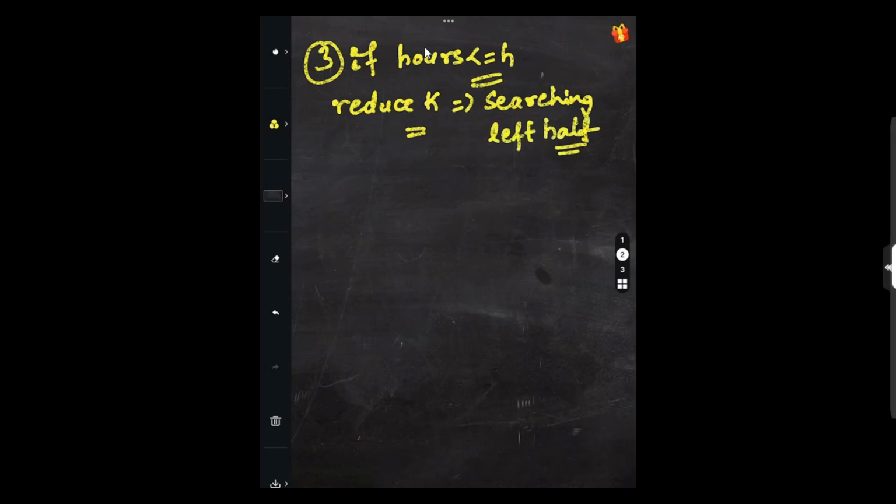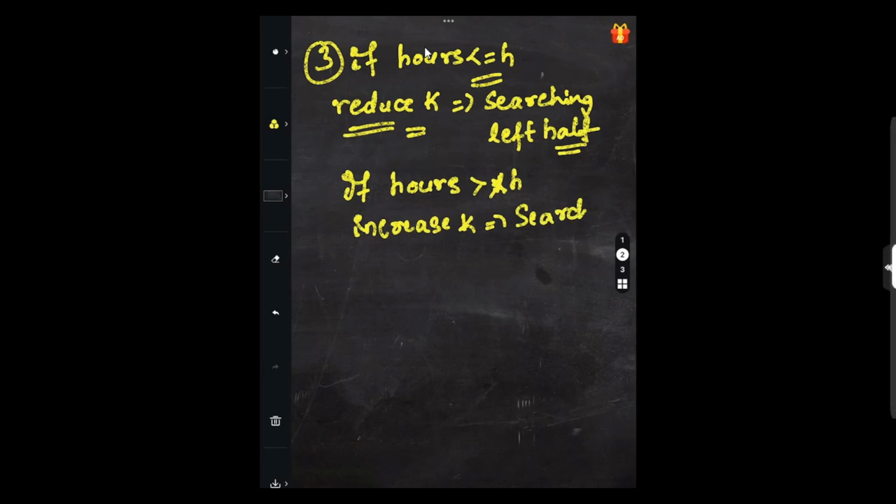We're making use of the binary search. So what if hours is greater than h? Then we have to increase k by searching the right half instead of the left half.